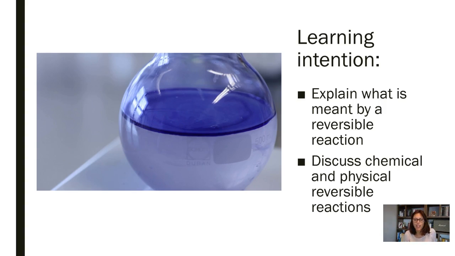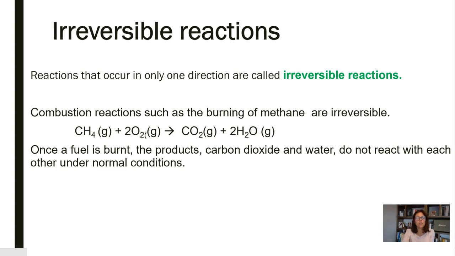Well, here we go. Our learning intention, or dot point for today, is explain what's meant by a reversible reaction and what is the difference between a physical and a chemical change. So the first thing we need to really look at is, what is a reversible reaction? Well, irreversible reactions are ones that only occur in one direction.